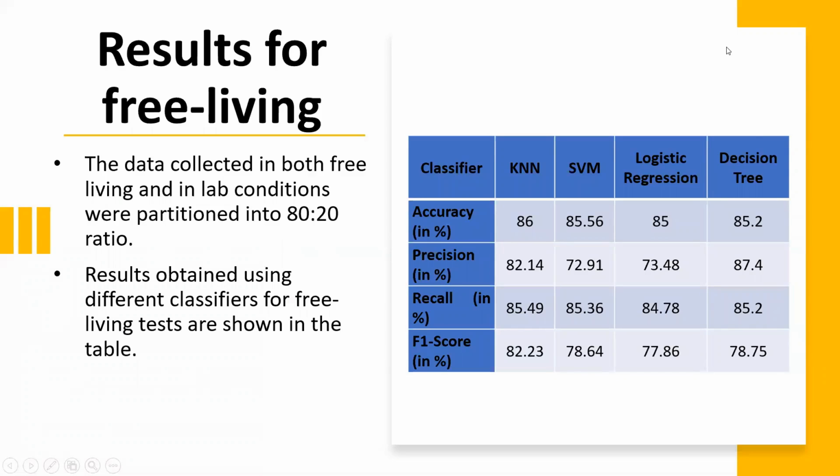For free living condition, support vector machine, KNN, logistic regression, and decision tree classifiers were applied on the test data set to detect chewing events. Among the 4 methods, KNN with k equal to 5 produced the best result in terms of accuracy and other factors. KNN provided an accuracy of 86% with 82.14% precision, 85.49% recall, and 82.23% F1 score. The other algorithms also provided comparatively good results, as you can see in the table.